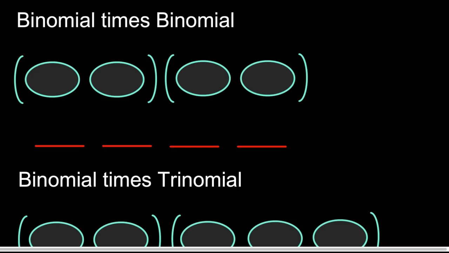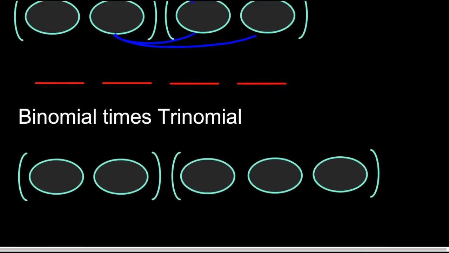If we have a binomial times a binomial, this is where you have the precious FOIL. So we have first, outside, inside, last, right? Okay, FOIL only works for binomials times binomials, so you can really only use it for that.